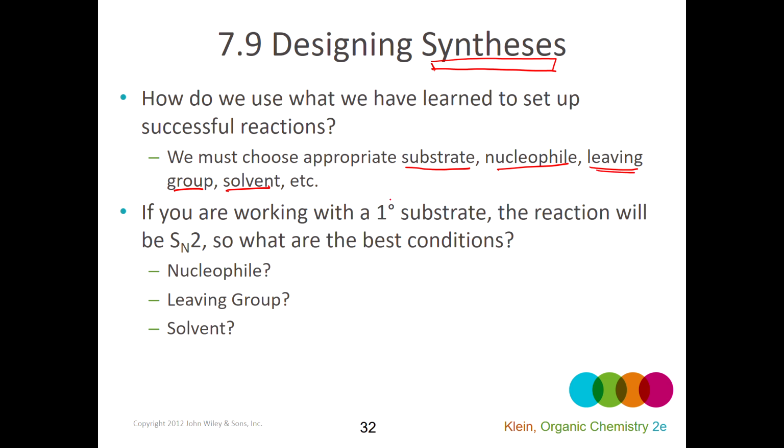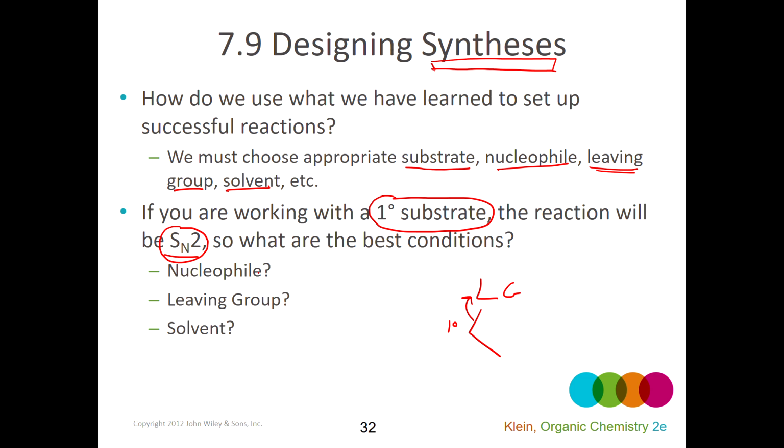So if I have a primary substrate, meaning my leaving group is attached to a primary carbon, I know it's probably going to be SN2. The only exception to that would be if the leaving group were to leave behind a carbocation that was stabilized by resonance. So if we assume there's no resonance to stabilize the carbocation that would form, I'm never going to form a primary carbocation. So in that case, I know it's going to be SN2.